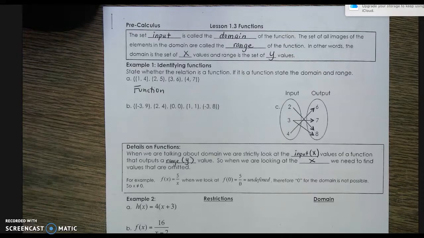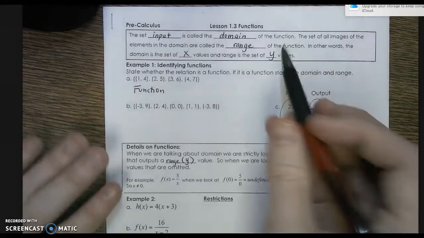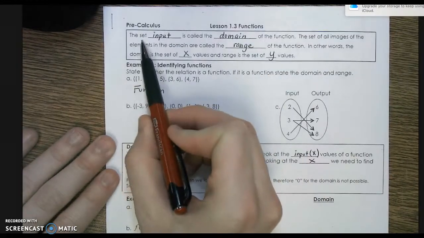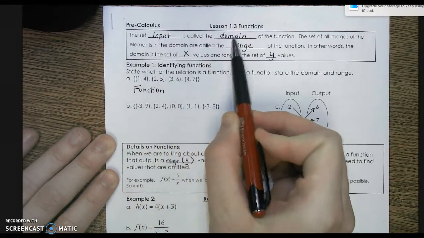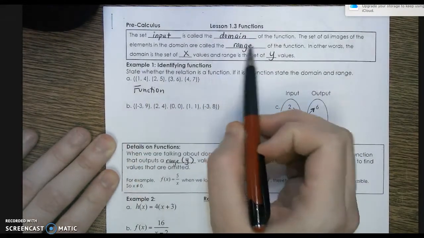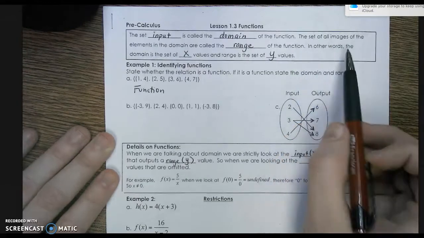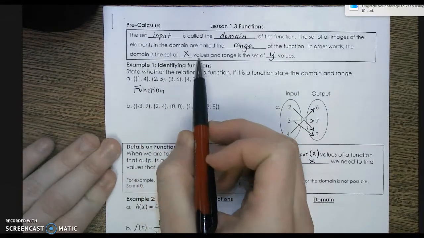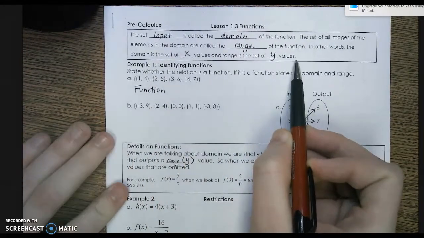In lesson 1.3, we're talking about functions, and so we're going to start by talking about the domain and range of a function. The set of inputs is called the domain of the function. The set of all images of the elements in the domain are called the range of the function. In other words, the domain is the set of x values, and the range is the set of y values.